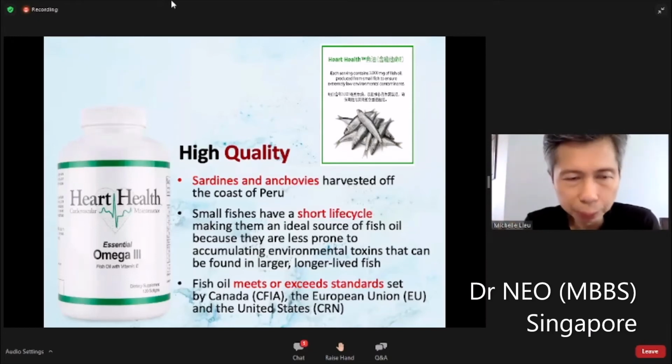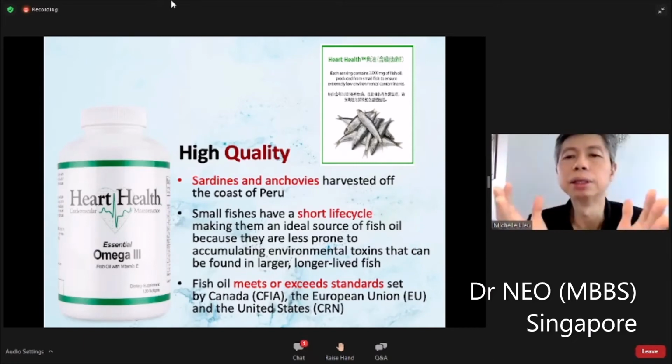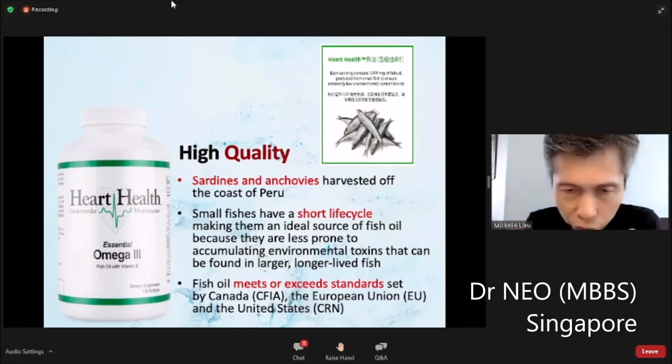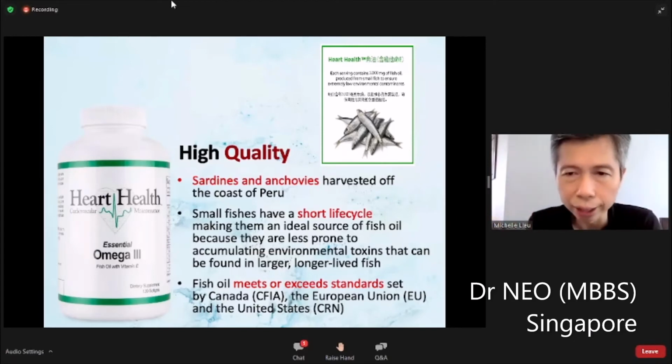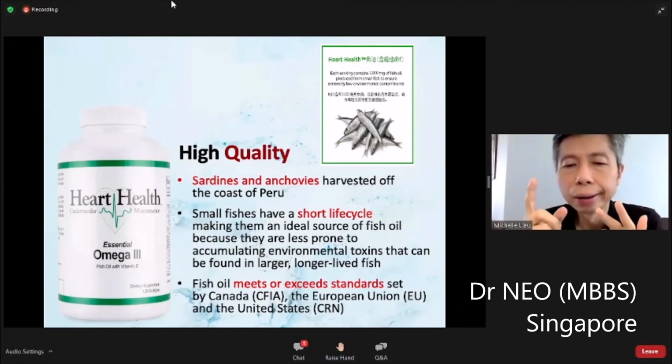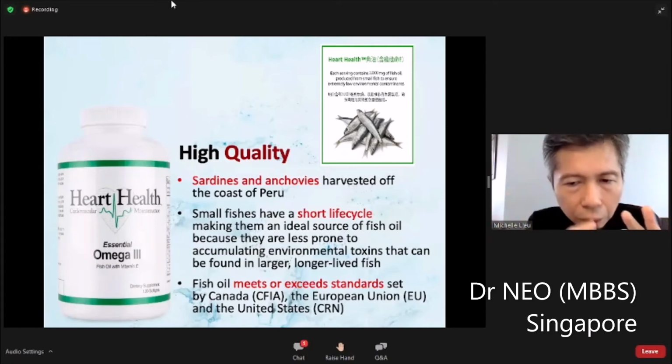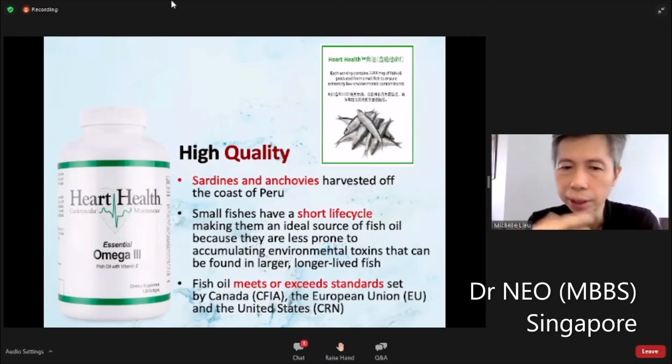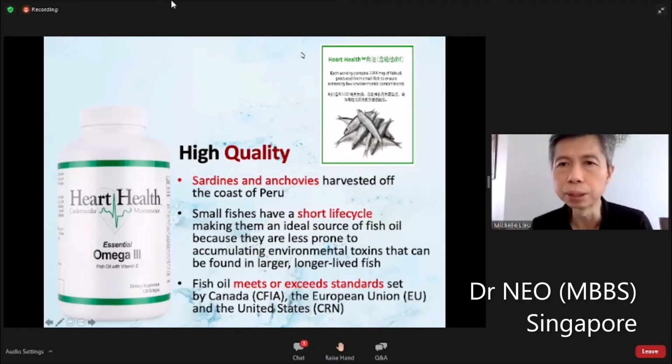Now, for this particular oil product that I mentioned, it is sourced from small fish, the sardines and the anchovies. These small fish are harvested off the coast of Peru, the waters of which are relatively unpolluted. Then the next thing you want to consider is, does the fish oil that you take meet or exceed standards set by authorities? For this particular oil, I can tell you it meets and even exceeds the standards set by the Canadian, the European, and even the US authorities as well.